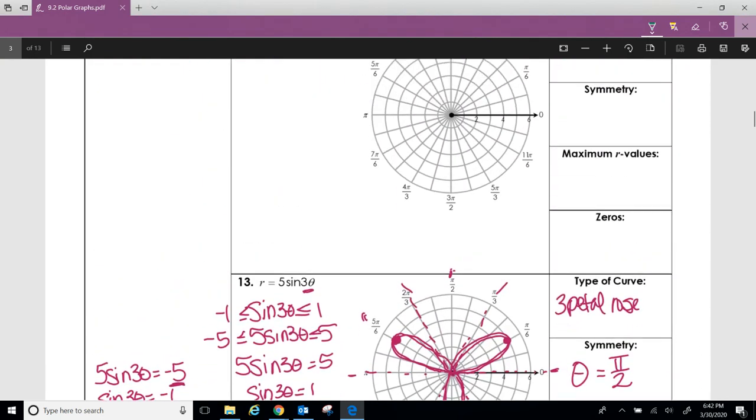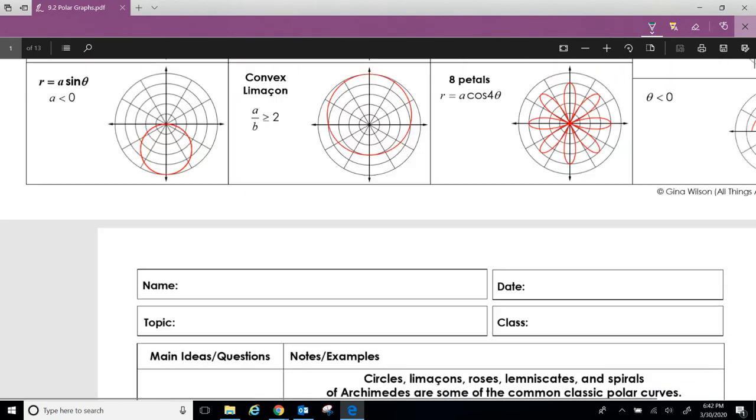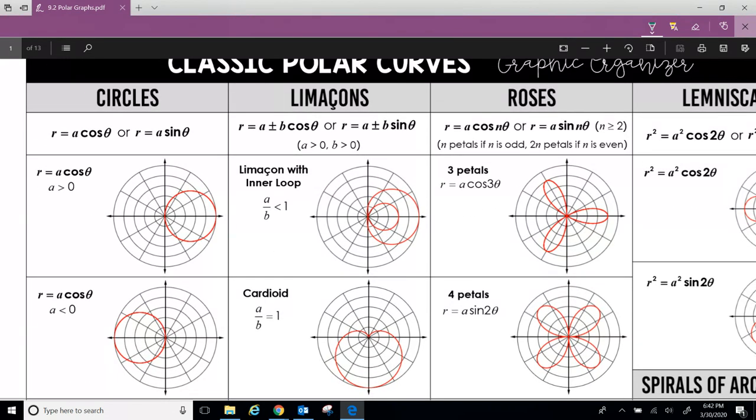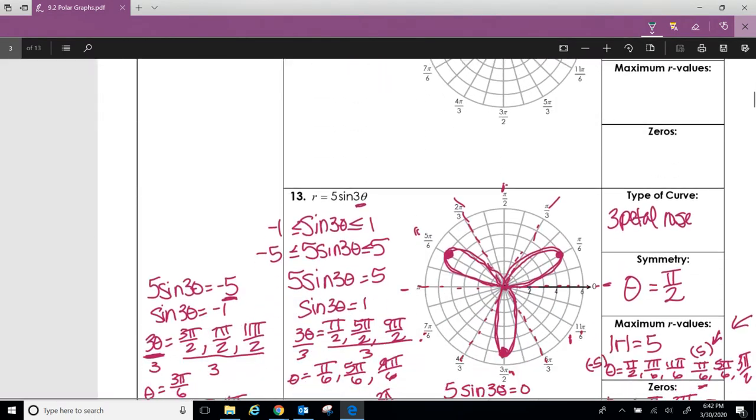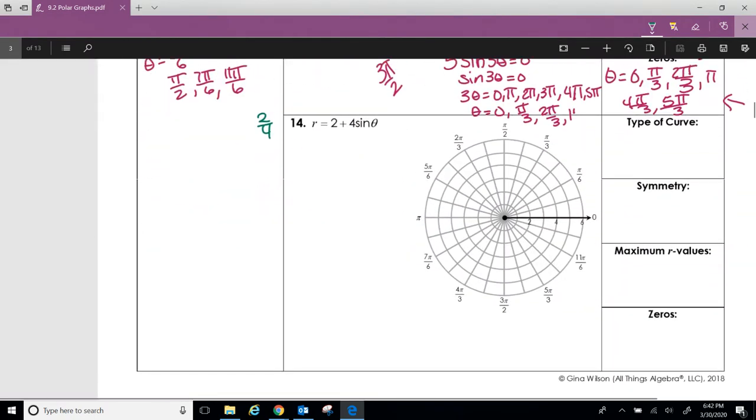We can go back up to our chart. 1/2 is going to be that very first one, right? When we are less than 1. So we're expecting to come up with a limaçon with an inner loop. So we want to write limaçon with an inner loop.